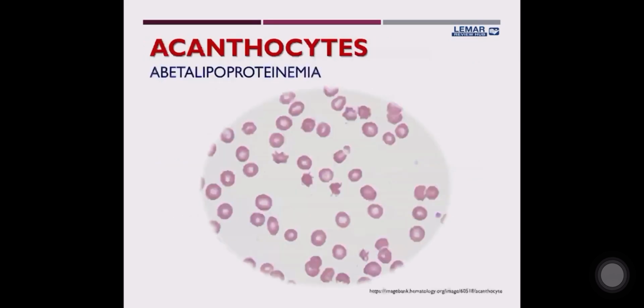Follow along with me. Acanthocyte, or red cell with projections of unequal length and distribution. They are most characteristic of abetalipoproteinemia.